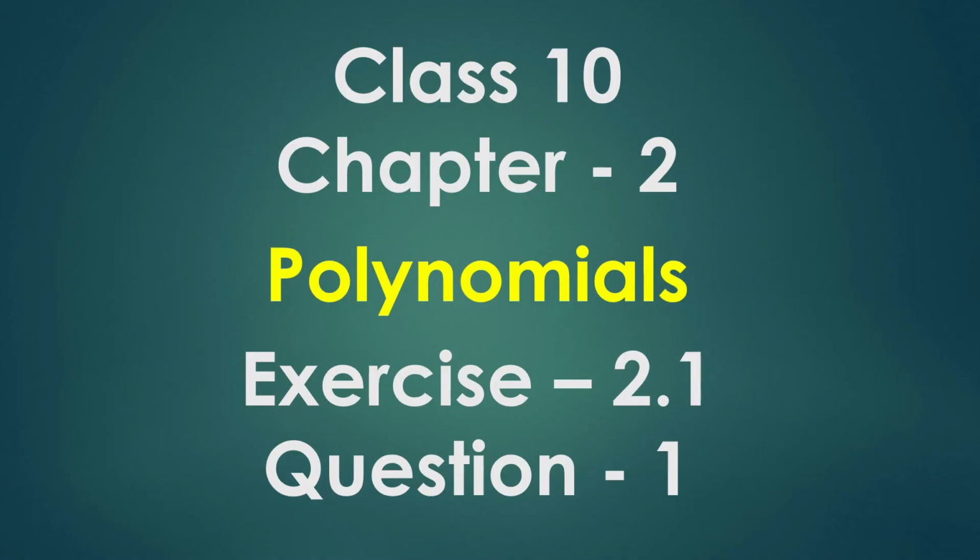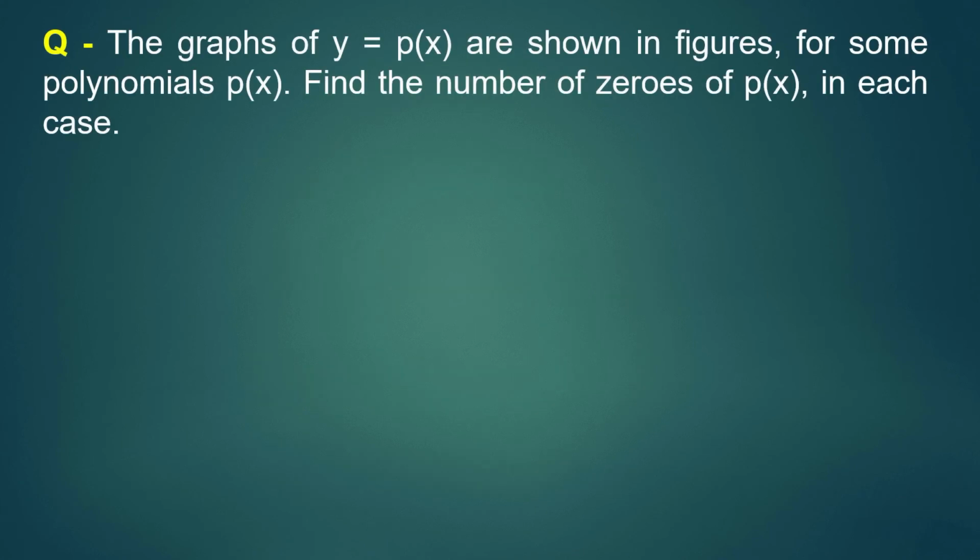Class 10, Chapter 2, Polynomials, Exercise 2.1, Question number 1. The graphs of y equals p of x are shown in the figures. For some polynomials p of x, find the number of zeros of p of x in each case.